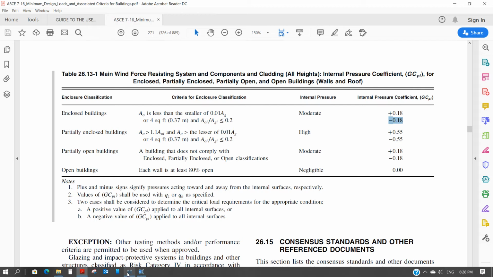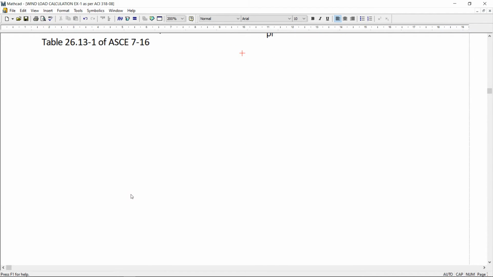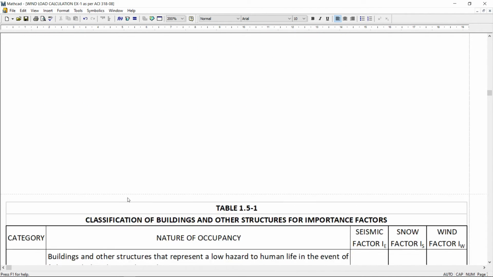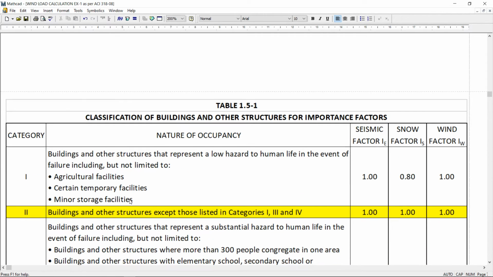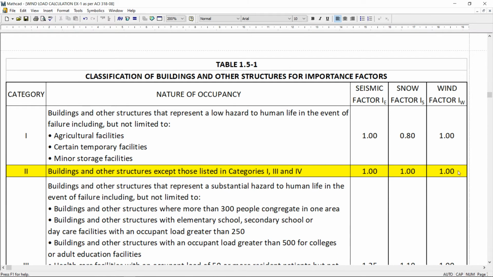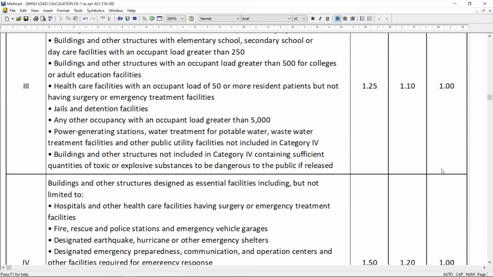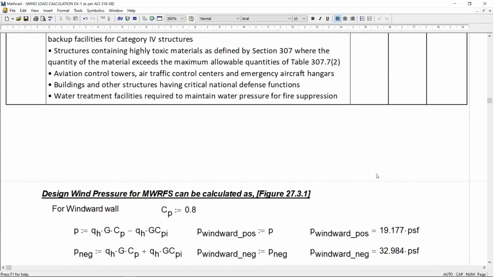So based on these parameters, we have calculated this. This is a replica of our table for importance factors. I have modified the importance factor for wind, which is 1 for building type 2, and for all buildings now this is 1.